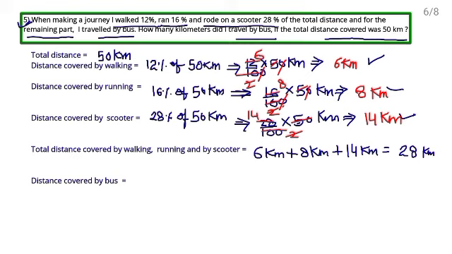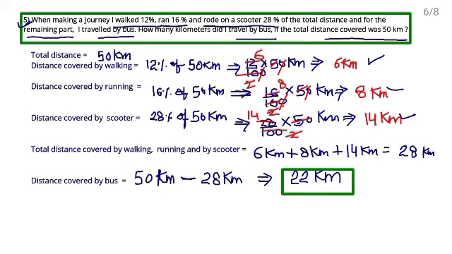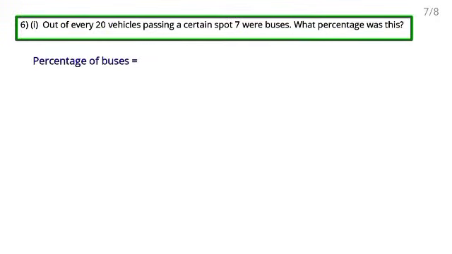Now they are asking to find the distance covered by bus. They have asked about the bus. So from the total distance, if we subtract the distance covered by walking, running and the scooter, which is 28 kilometers, then we will get the distance covered by bus. Okay, so subtracting 50 minus 28 is 22 kilometers. So he has covered 22 kilometer distance by bus. This is your answer.